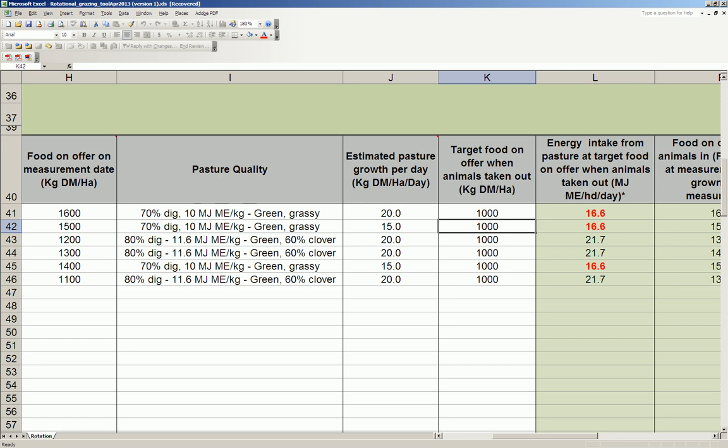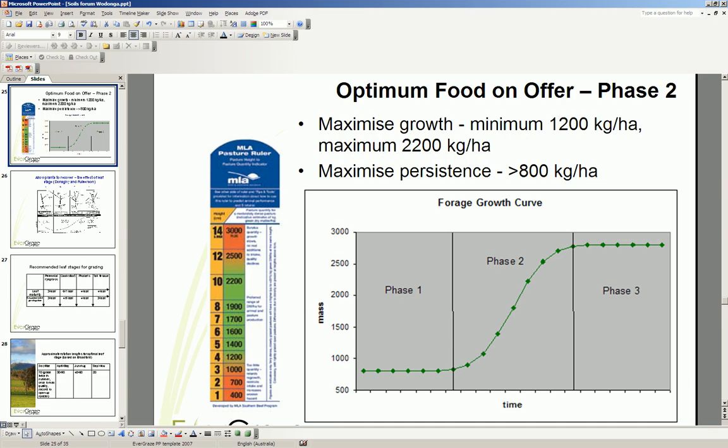Now the other thing you need to consider when you're working out how low to graze your pastures is the speed at which they're growing. You can see here on the MLA pasture ruler, the green zone is the area at which it's going to grow the fastest. So between 1,200 kilos, when it's got plenty of solar panels but not too much shading, up to 2,200 kilos, to stop it from growing at maximum rate.